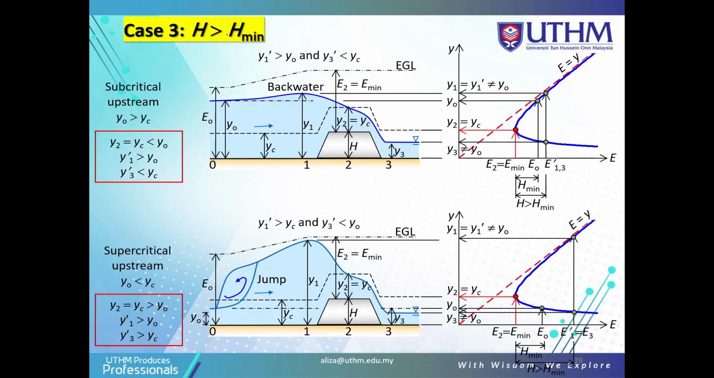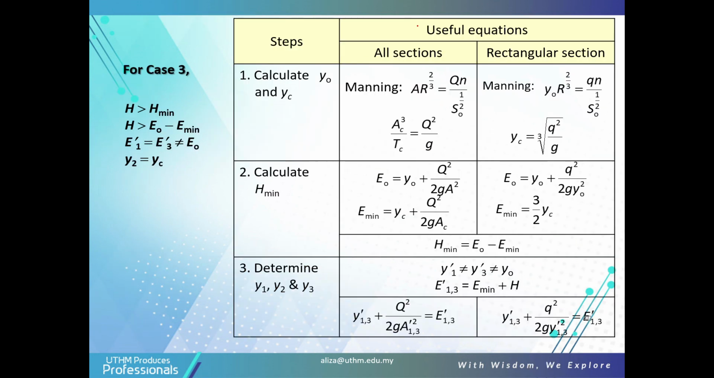Now case 3, H more than H minimum. The calculation here for case 3 uses the same formula for calculating Y0 and YC and H minimum. But for Y1, Y2, and Y3, you must know that Y1 is not the same as Y3 and not the same as Y0. You get the minimum here, and you use the same equation, but with the prime here. So this is for case 3.